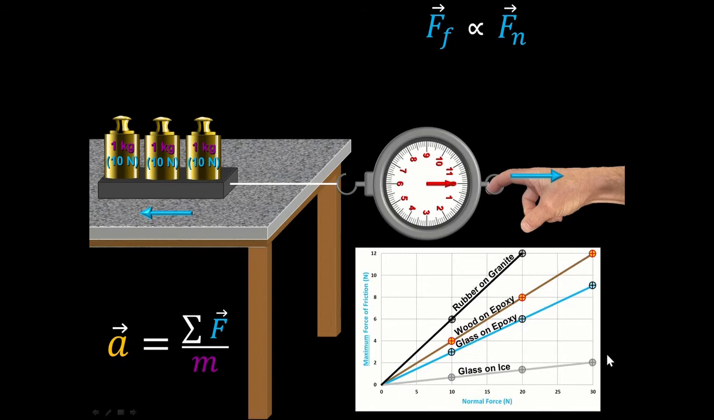Each of these lines has a different slope. So if one thing is proportional to the other, you can set those two things equal by finding the number that is the slope between those two. This is the Greek letter mu, and mu is simply the relationship between how much normal force there is pressing the two surfaces together and then that maximum amount of friction. It's the Greek letter mu, but we use that letter for what's called the coefficient of friction.